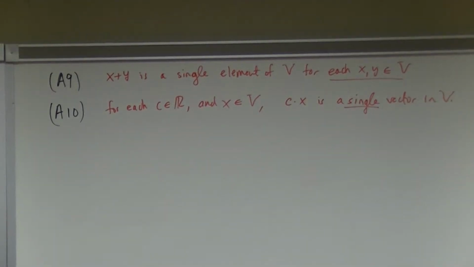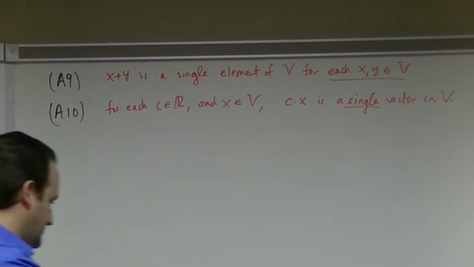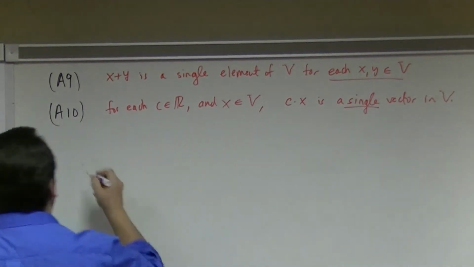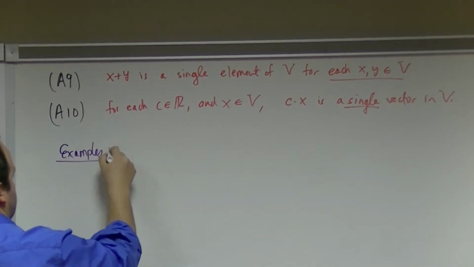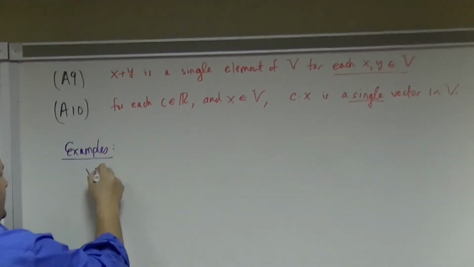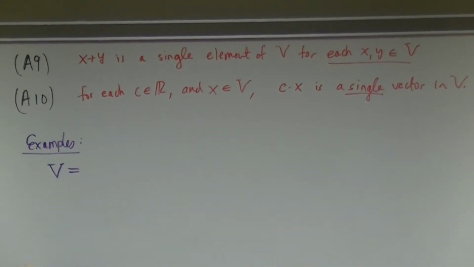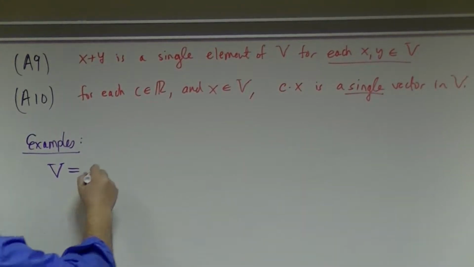Does this look familiar? Can you think of any examples of vector spaces? The Cartesian system. Of what? Let's say that V equals what? R squared. R2? Okay, I'll take that.